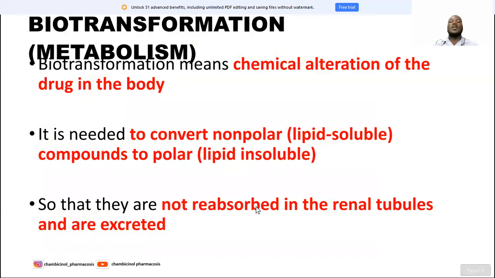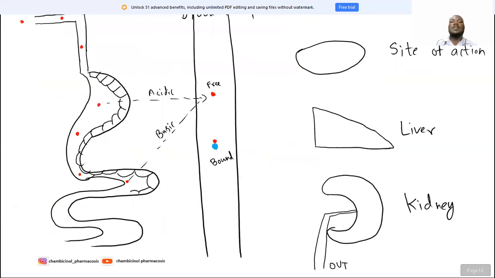By definition, what is biotransformation? It involves the chemical alteration of the drug in the body. It means the lipophilic drug is chemically altered into a hydrophilic one so that it can be excreted, and this chemical alteration takes place within the body. Biotransformation occurs to prevent renal reabsorption, because if the drug is lipophilic, it will not be excreted through the kidney; rather, it will undergo renal reabsorption and can precipitate toxicity because the drug will not be eliminated from the body.